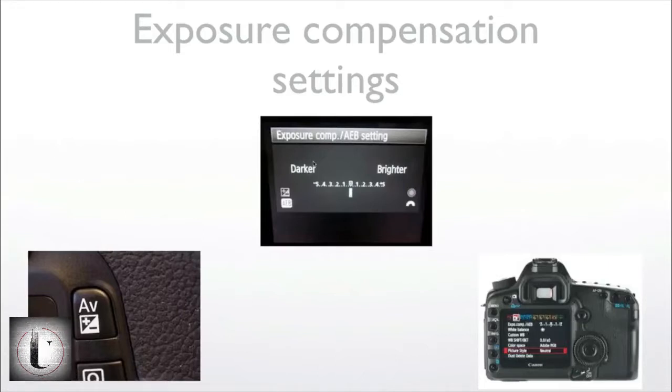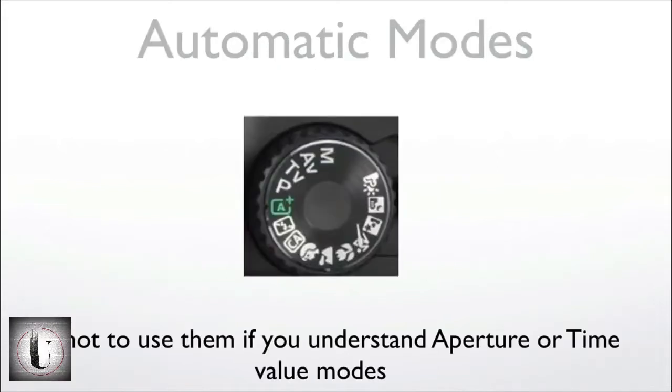I use exposure compensation all the time. I just take the photo, and if it needs to be a bit darker or brighter, I press that button or use that wheel and change it right away. You have to find it on your camera, but that's very important, exposure compensation.